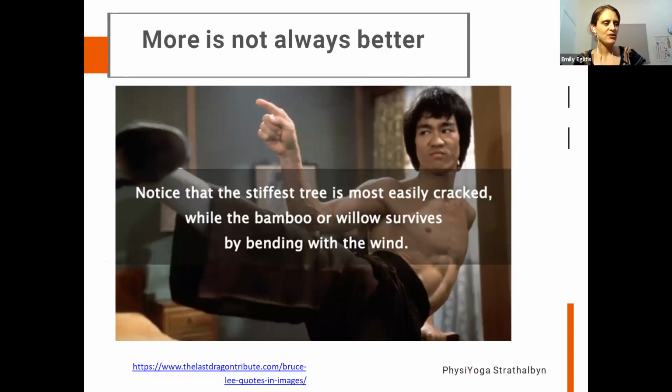And if you think about that whole can and what would happen if you contracted everything, think of it this way. I love this quote from Bruce Lee. Notice that the stiffest tree is the most easily cracked, while the bamboo or willow survives by bending in the wind. I just think he had such beautiful movement. He had speed, he had agility, he had flexibility, and it was just amazing to watch.